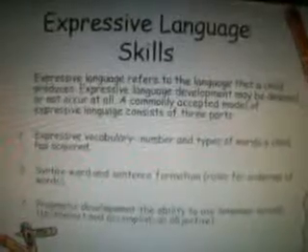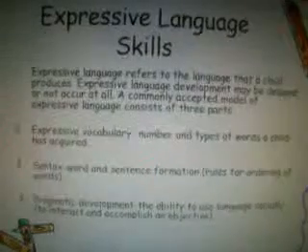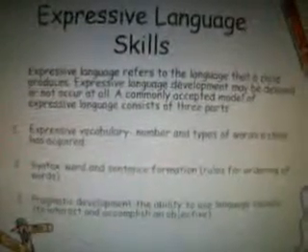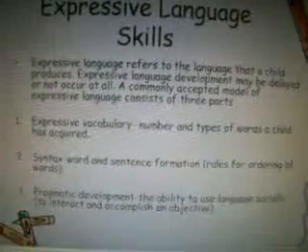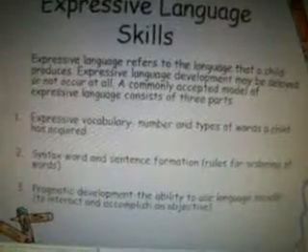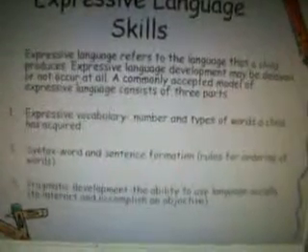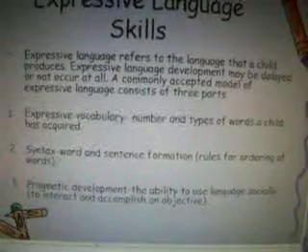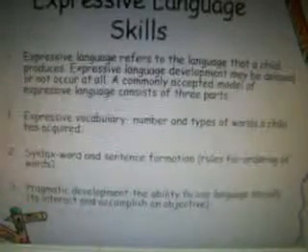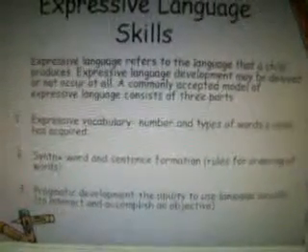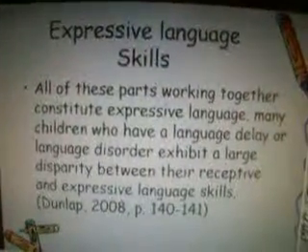Expressive language refers to the language that a child produces. Expressive language development may be delayed or not occur at all. A commonly accepted model of expressive language consists of 3 parts. 1. Expressive vocabulary, which is the number and types of words a child has acquired. 2. Syntax, word and sentence formation, rules for ordering of words. And 3. Pragmatic development, the ability to use language socially to interact and accomplish an objective. All of these parts working together constitute expressive language.